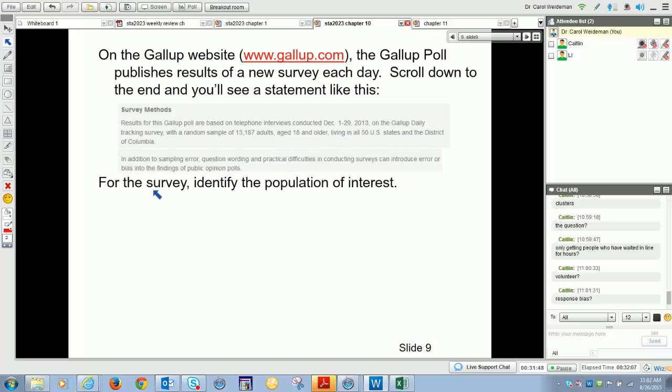So a couple questions. For the survey, identify the population of interest. So what's the population of interest here? It says that they took a random sample of over 13,000 adults aged 18 and older living in the 50 United States and the District of Columbia. They give you a really nice description here. So the population of interest must be this definition right here. That's who they're targeting: adults 18 and older living in all 50 U.S. states and the District of Columbia.